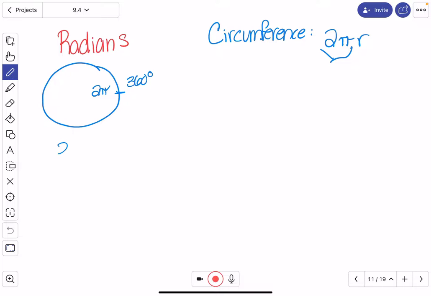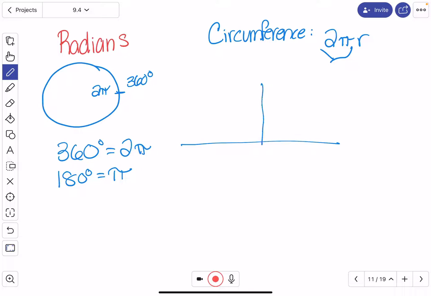So if the whole circle is 2 pi radians, half the circle would be half of that, which is pi radians. Now, 90 is half of 180, so 90 would be pi over 2. So all of these radians can be found by going back and forth between angles.